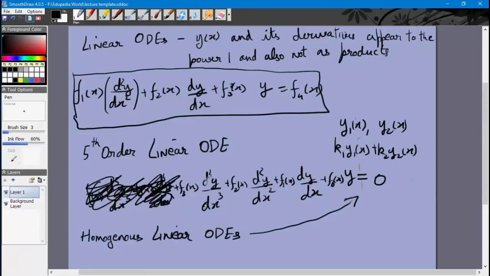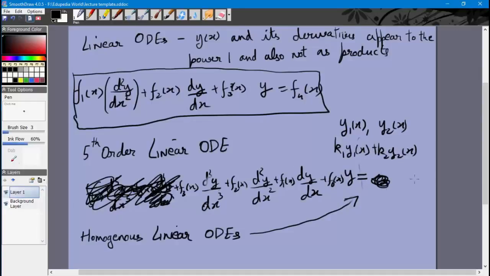Why? Because let's say y1 of x, a function, satisfies this equation. That means the LHS is equal to 0 for y1 of x. The LHS is also equal to 0 for y2 of x. So obviously, if you have k1 y1 of x, you put k1 y1 of x everywhere. Since it's a linear ODE, you do not have any squares, so k1 will come outside. If this was the square, then you would have k1 squared outside and this would not be valid. But for a linear ODE, if y1 of x is the solution, you replace it by k1 y1 of x, you simply get the whole LHS multiplied by k1, and that is also equal to 0. Similarly for this, and if you add the two of them, they would also give you the LHS 0.